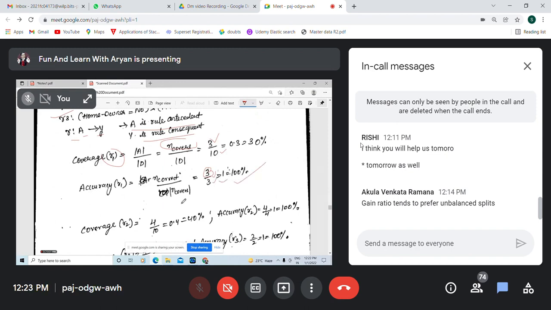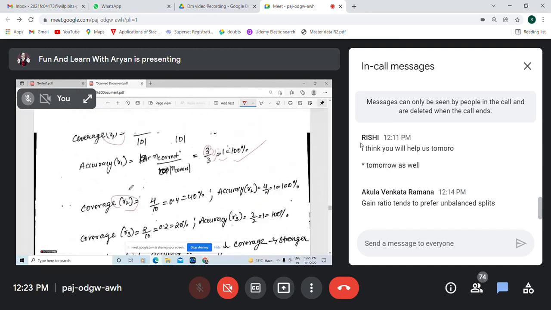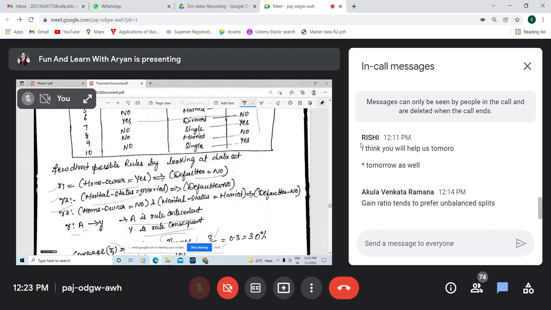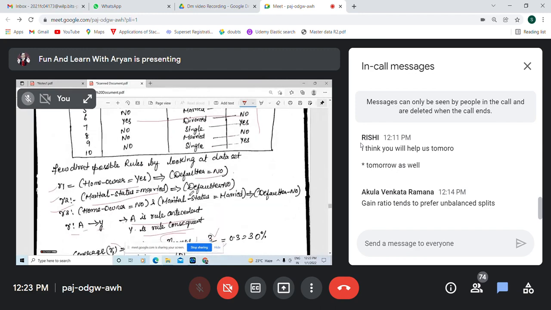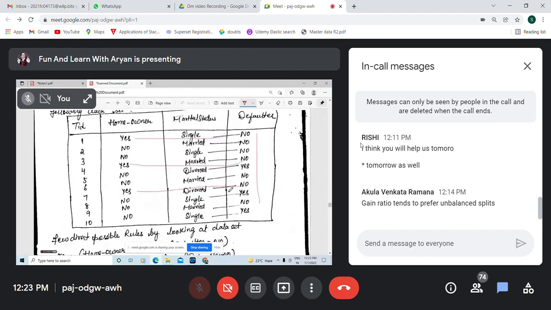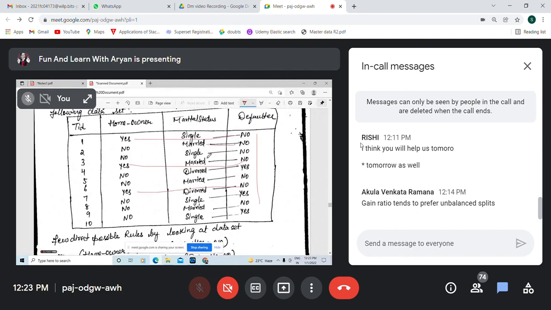Okay. Similarly, for coverage of rule 2. Now what is rule 2? Marital status married. The output is? No. Married? No. 1, 2, 3, 4.